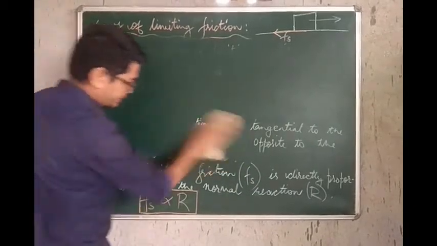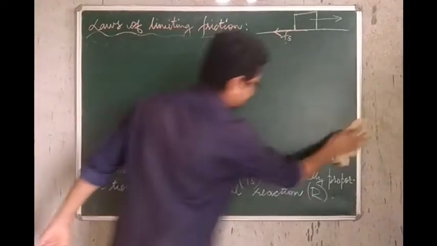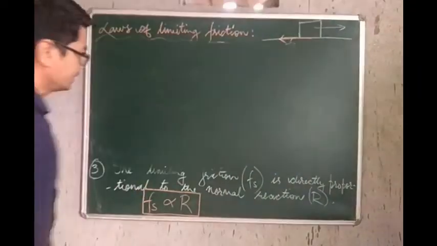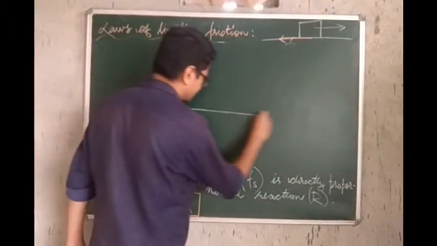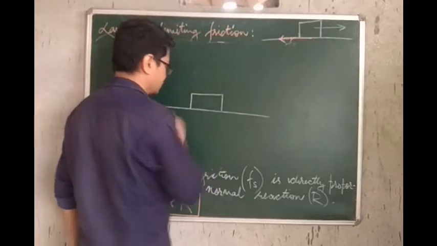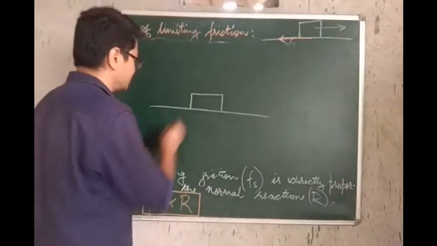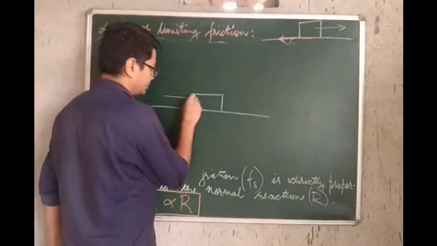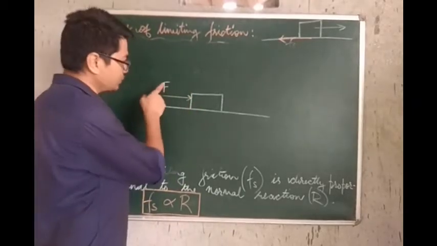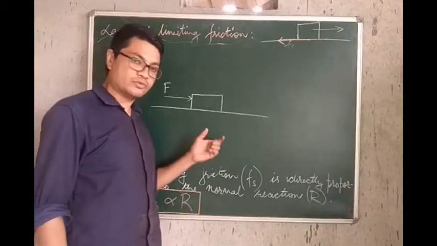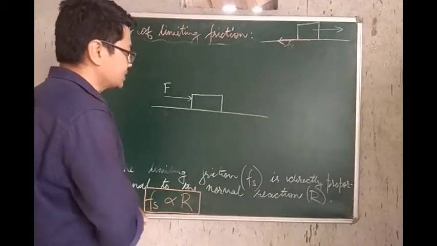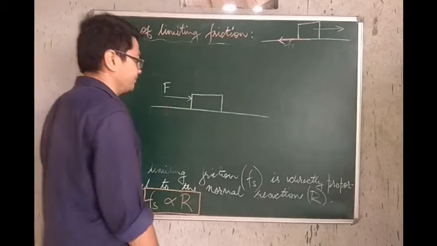So I'm erasing the first two laws, and let me draw the picture over here. Here is a surface over which this body is about to move, or rather on the verge of movement, because of this force F acting on it. But mind you, this force capital F is not enough to make the body move. Like I already mentioned, the body is on the verge of movement. So this is actually a free body diagram.